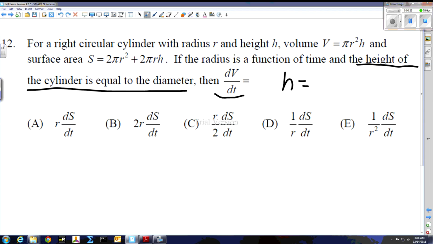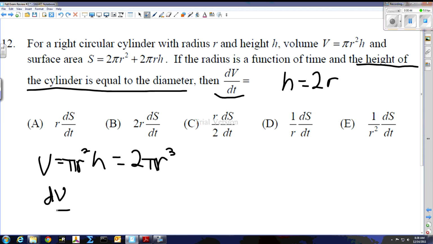The diameter, remember, is twice the radius, so we can simply say h equals 2r. So that changes our volume formula from being pi r squared h into simply, we put in our 2r for h and we get 2 pi r cubed. Now we see that we are asked to find dV dt, so immediately we jump in and find the derivative. It'll be 3 times 2 is 6 pi r squared dr dt.